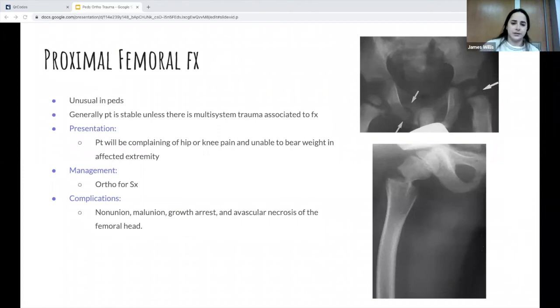Here on this x-ray, the first one, you can see the large arrow is pointing towards a left proximal femoral fracture, but then these small arrows are also showing a right pubic rami fracture. And then this one is of a 3-year-old with a femoral neck fracture.